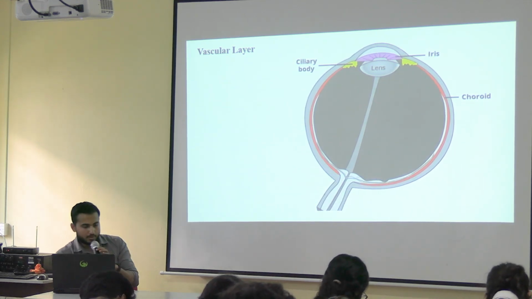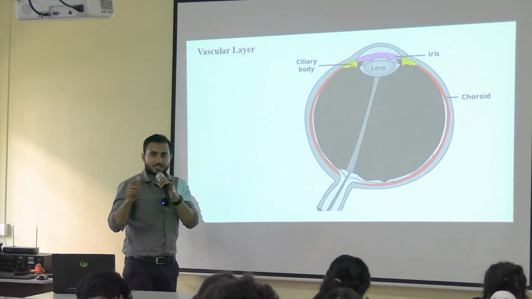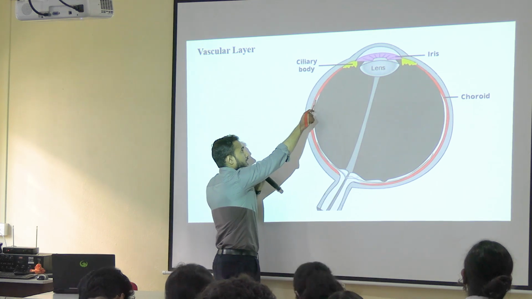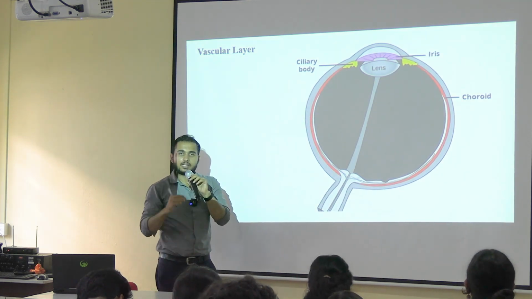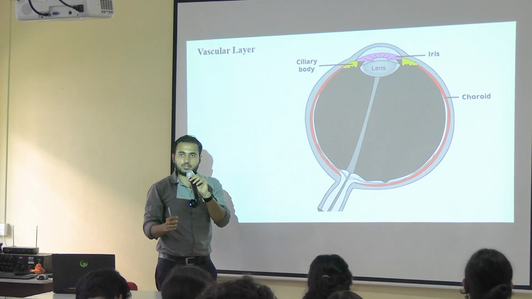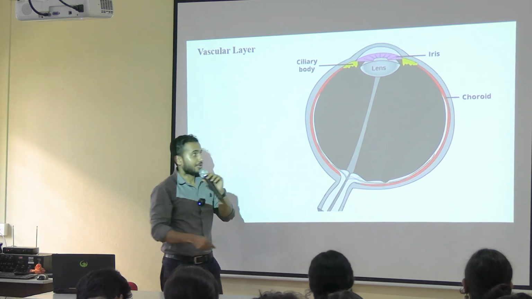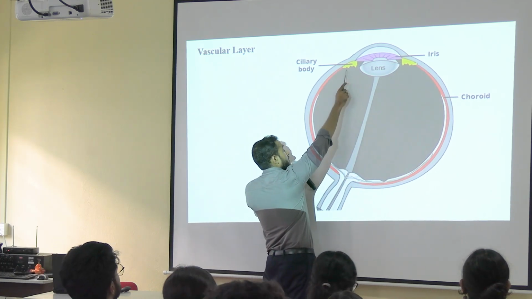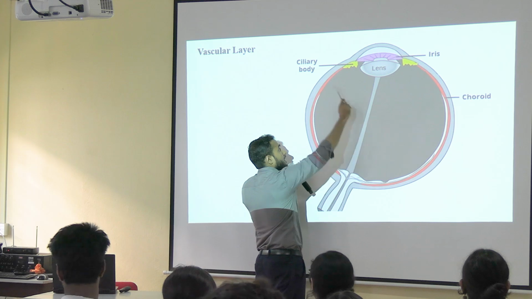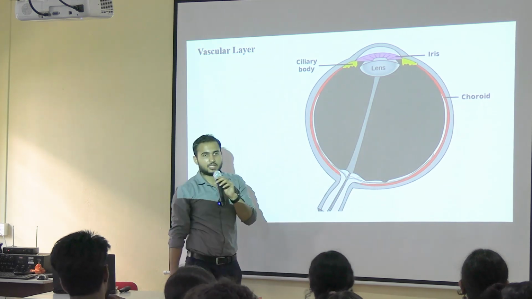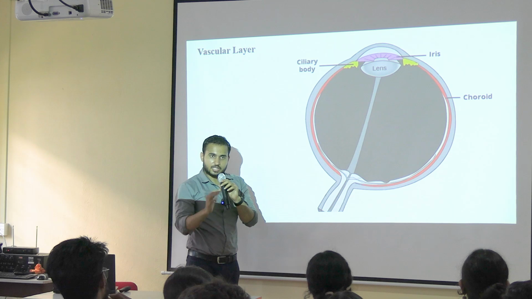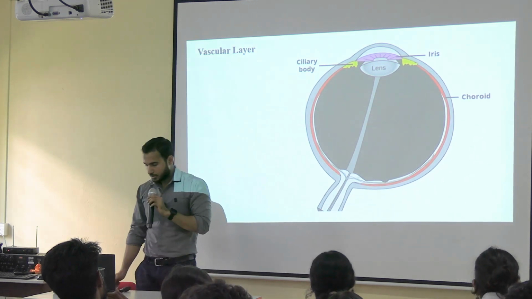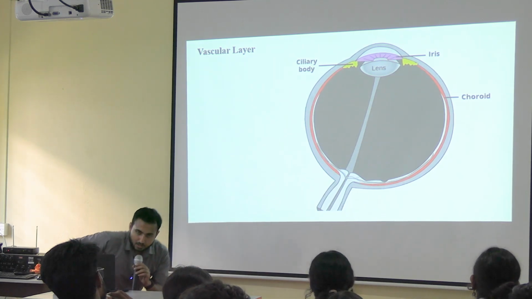If you have noticed, same like the sclera and the cornea, these 3 components of the vascular layer are also placed in the same layer only, just the location is different. As you can see, this entire part is made up of choroid. If you go anteriorly, then you will be getting the ciliary body, and if you go more anteriorly, then you will be getting the iris. So same layer, just the location is different. That's why structures are also different. So first we will start with the choroid.